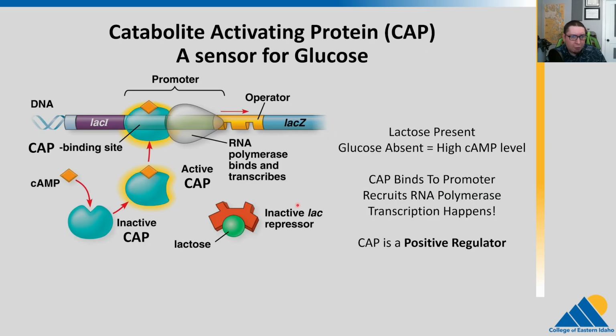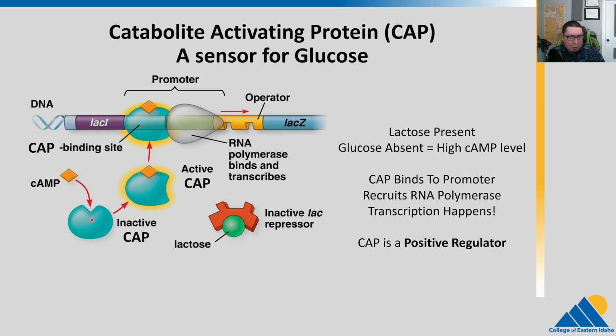Okay, let's fit this in here. So this is an activating protein. That means it's a positive regulator. When it's present, transcription will occur. When it's not present, transcription won't occur, or at least it won't happen very rapidly. Okay, so where does the catabolite activating protein bind? The CAP binds to the promoter region. Here's our operator sequence that we saw. lacI repressor bound there. The CAP binds here.